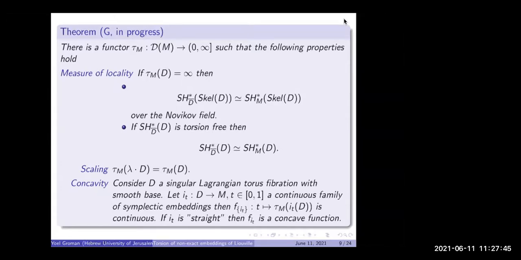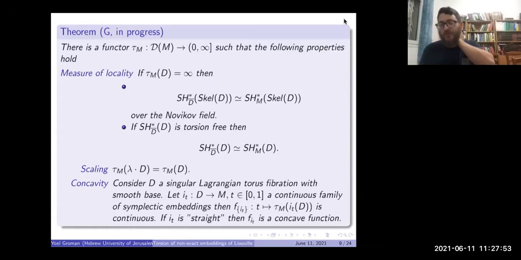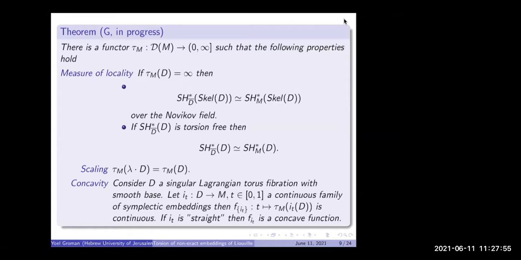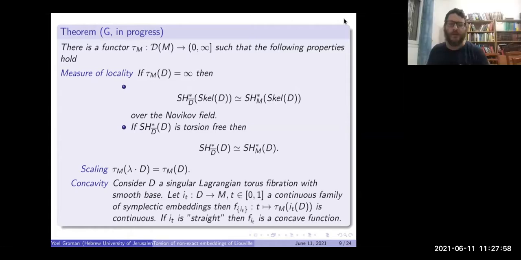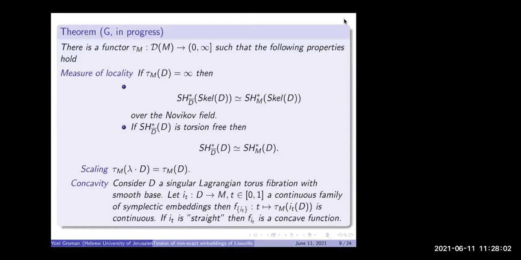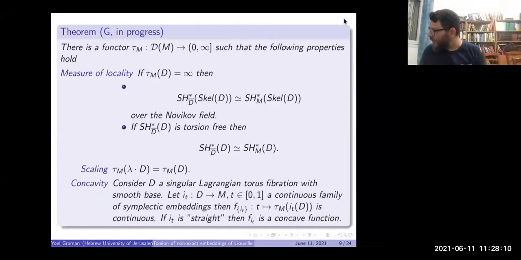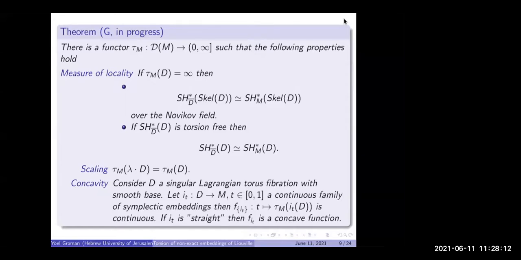Is there some example that I should think about of something which is not torsion, but which has some? So, if I take a ball, then of course it's not torsion free because the whole thing is torsion. Yes, right. But I don't have an example in my head of something which is non-trivial over the Novikov field, but has some torsion in it. I don't have an example ready at hand. Okay, that's fine. That's good enough answer.